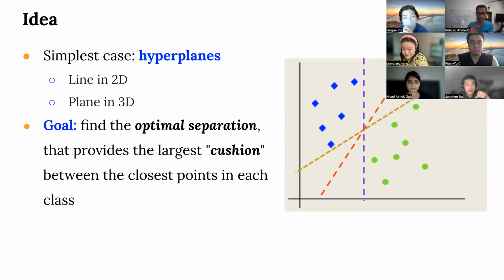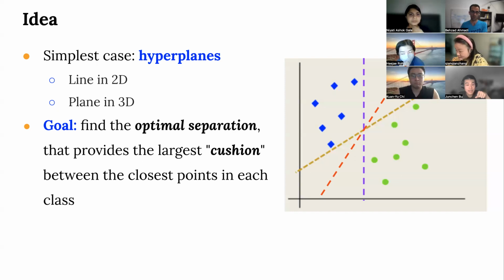Again, I'm just trying to convey what I'm trying to do last week and this week, that there is no best line here. You define the line based on the criteria that you define. In logistic regression, the criteria is that we are trying to maximize the probability of each class. In SVM, we are trying to maximize the cushion between the closest points in each class.